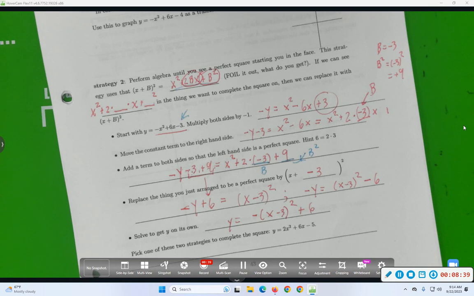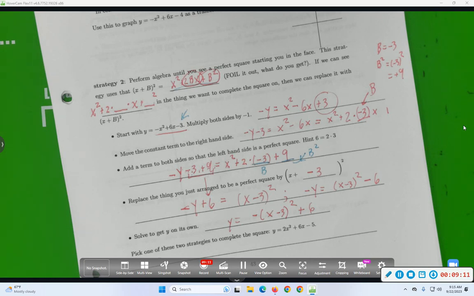So that process feels much more ad hoc. You have a goal in mind. You want to see x squared plus 2bx plus b squared show up for some choice of b. And then just do some algebra until you see that happen. How does that idea feel? One of those two strategies seem sensible?